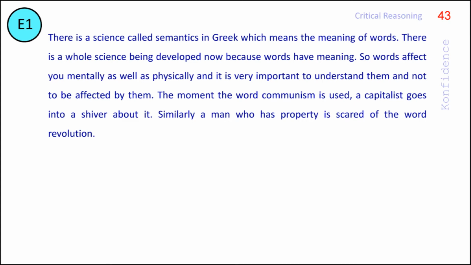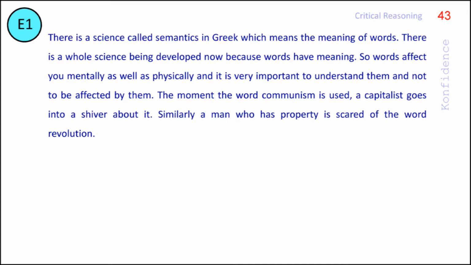There is a science called semantics in Greek, which means the meaning of words. There is a whole science being developed now because words have meaning. So words affect you mentally as well as physically, and it is very important to understand them and not to be affected by them. The moment the word communism is used, a capitalist goes into a shiver about it. Similarly, a man who has property is scared of the word revolution. Well, what do we make of it? It is all about semantics or meaning of words.